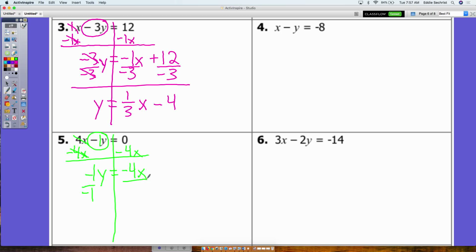And it was connected with multiplication, so I'm going to have to get rid of it with division. So that finally, on the left side, we get y by itself. And on the right side, we just do negative 4 divided by negative 1, which is a positive 4. And just put that x out to the side. So our slope is 4. Our y-intercept is 0, which means it goes to the origin, which is 0, 0 on the graph.